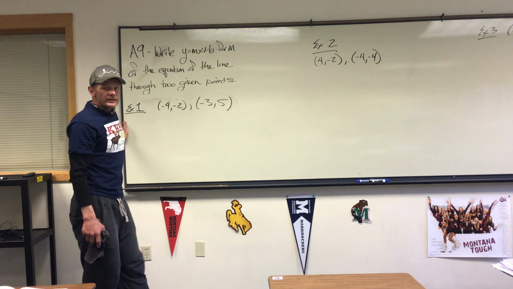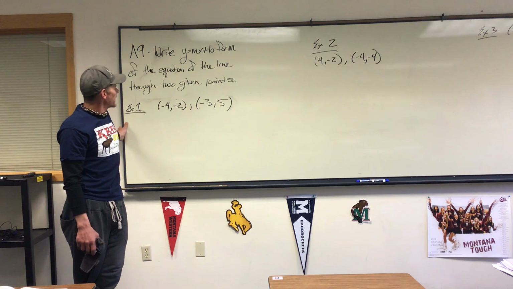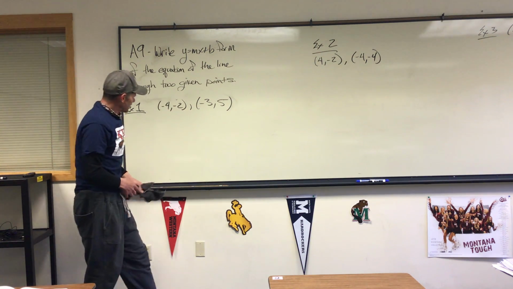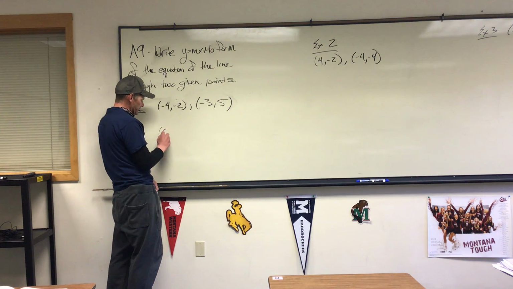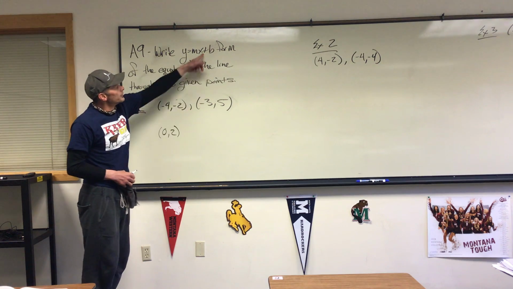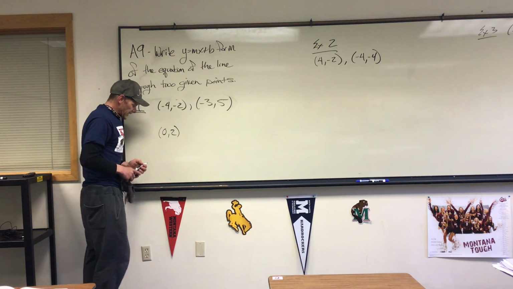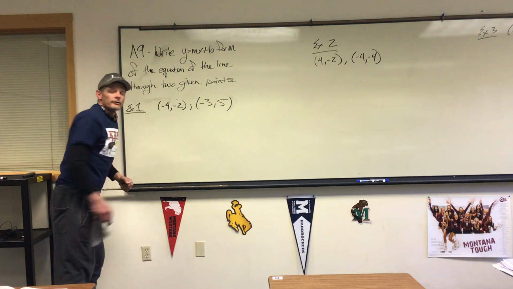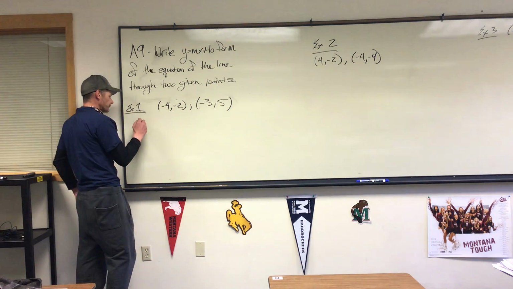This video is different than yesterday because the last time we gave you one of these points was the y-intercept, right? Before we had always something like (0, 2) as one of the points, and you'd say b is equal to 2. We don't have that this time, so these problems are a little bit more complicated. First thing you do, though, is find the slope.